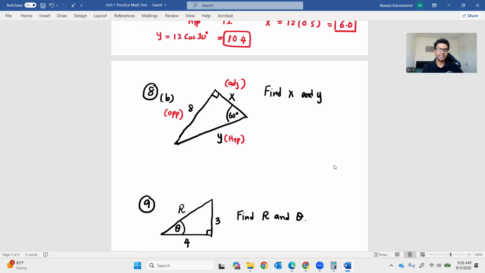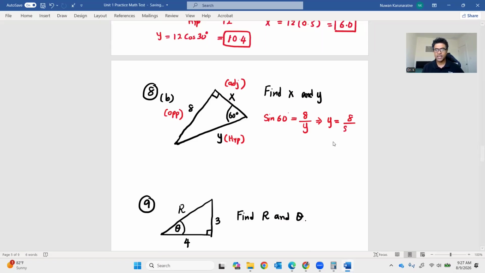I'm going to first look at the hypotenuse. I'm trying to find the hypotenuse, so I'm going to use sine 60 to find y, the hypotenuse. Sine 60 is opposite over hypotenuse. I'm going to directly write the opposite side now. It's 8 over the hypotenuse, which is y. So we need to solve for y. Y is equal to 8 divided by, sorry, it's not cosine, it's sine 60.